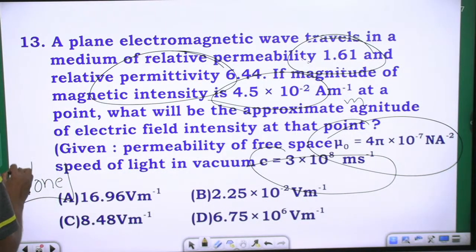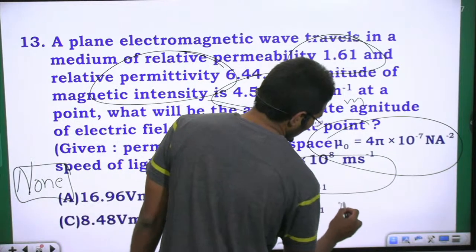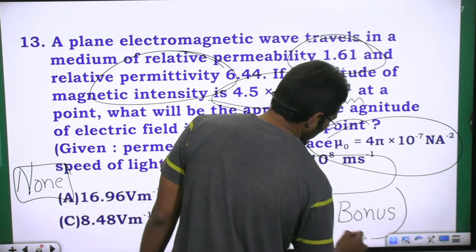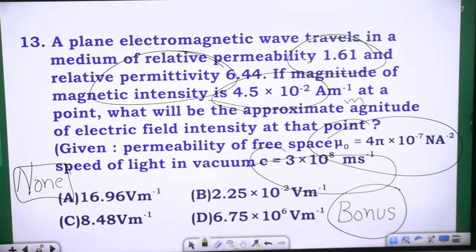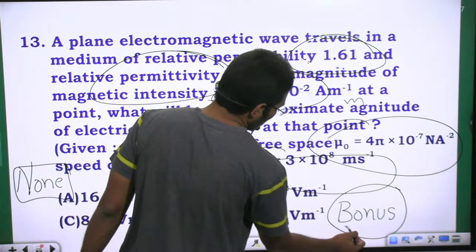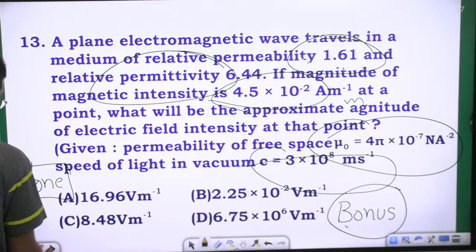So everyone will get a bonus mark here. Bonus mark will be given for all aspirants because there is no answer here. So we are expecting a bonus mark. The key will be checked and reviewed. So for this question, there is no answer in the given options. Let's see what happens at the end.